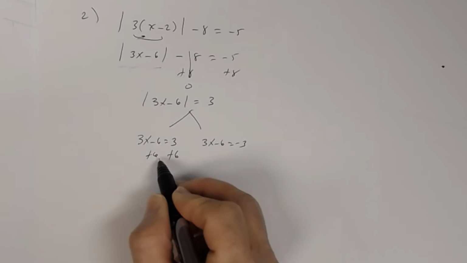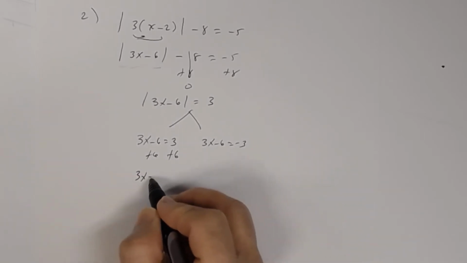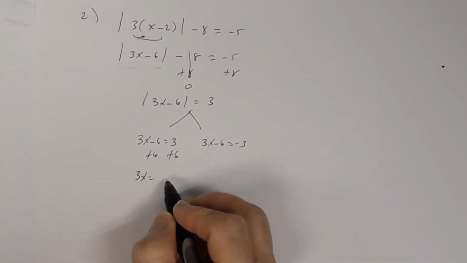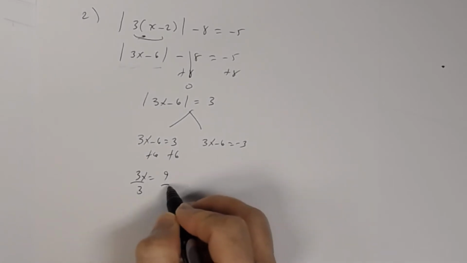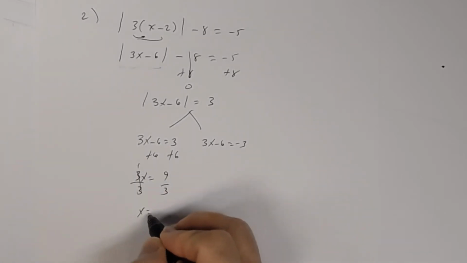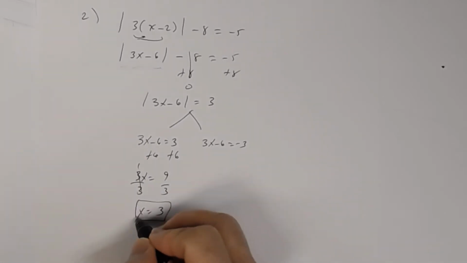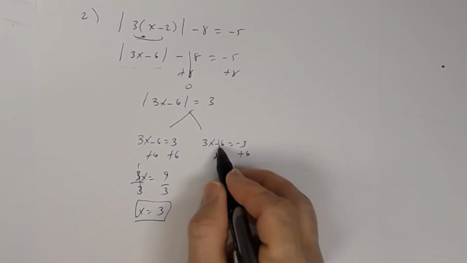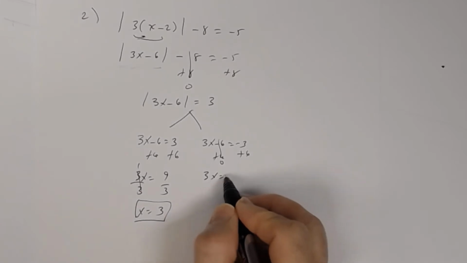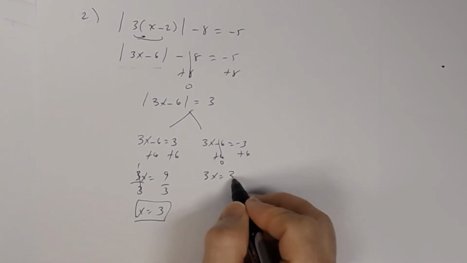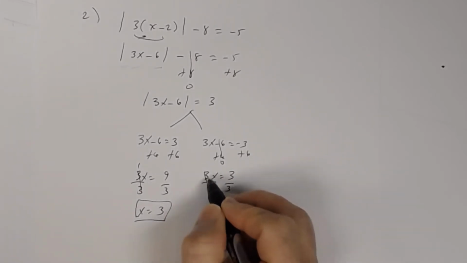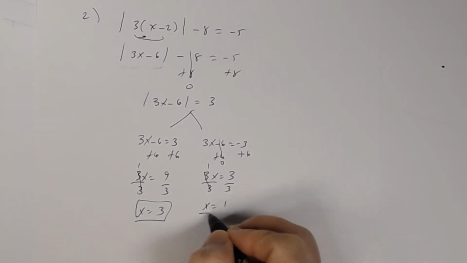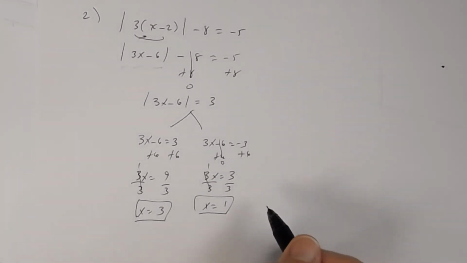So I'm going to add 6 to both sides. So I get 3x equal 3 plus 6 is 9. Divide both sides by 3. One of my solutions is 9 divided by 3, which is 3. Over here, add 6 to both sides, and then combine like terms. I get 3x equals negative 3 and a positive 6 is 3. Divide by 3. I get x to be 1. All right, so those are your two solutions, 3 and 1.